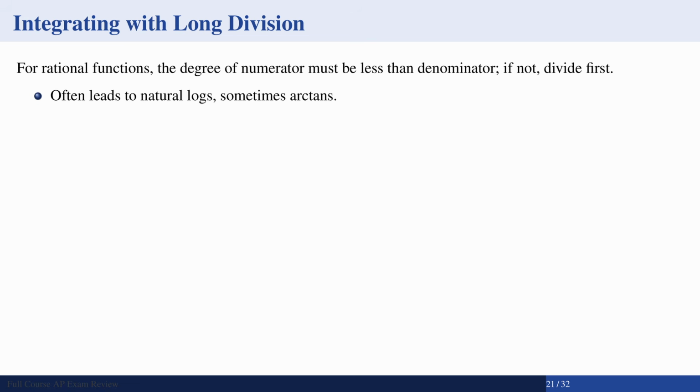Sometimes you get arctans, that's if you have like a 1 plus x squared in the denominator. So everybody needs to know how to do this. My first example, you don't really need to do long division. I'm gonna just do the integral of x plus 1 over x. So x plus 1 over x is, just break it up into two things. So x over x plus 1 over x, which is 1 plus 1 over x.